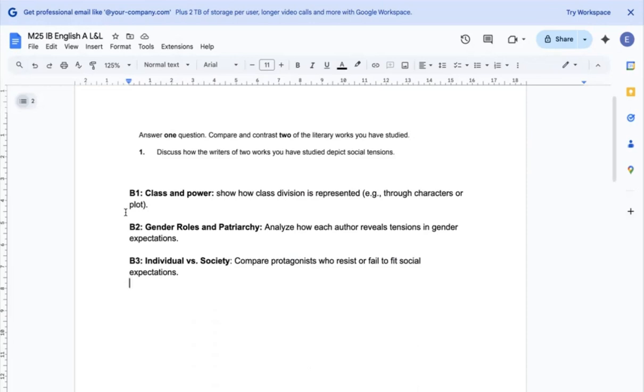Last would be about individual versus society. So in this case, you compare protagonists or other characters who resist or fail to fit into social expectations.